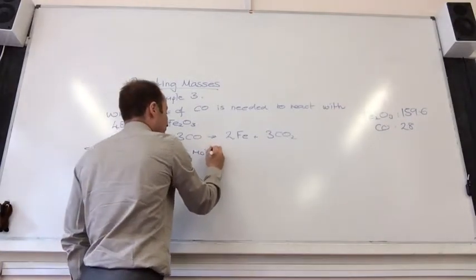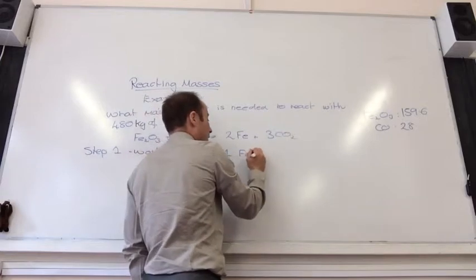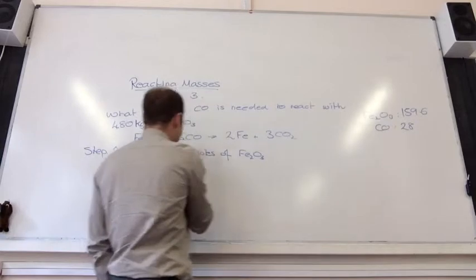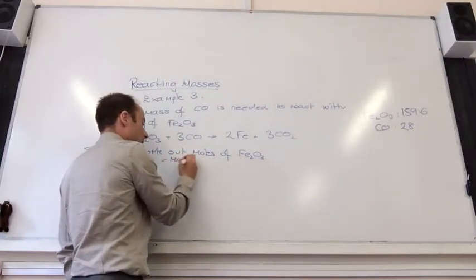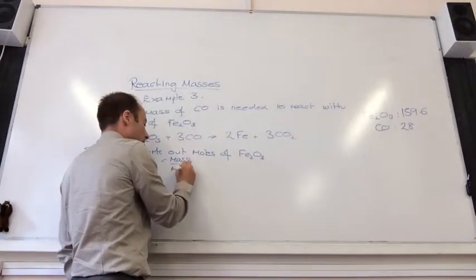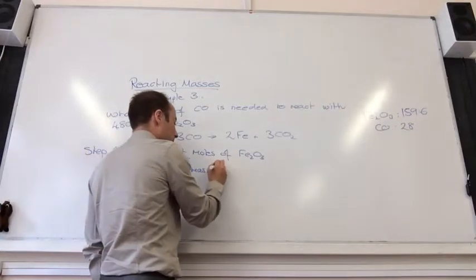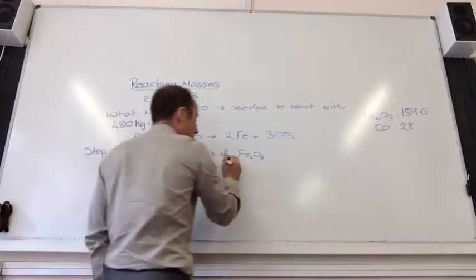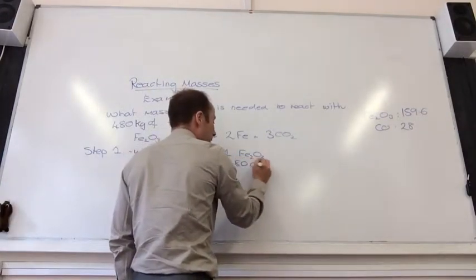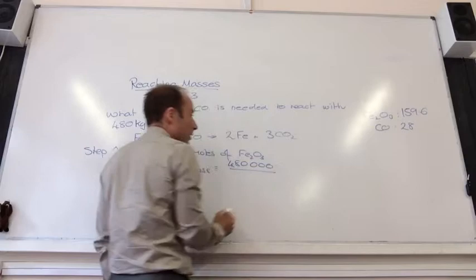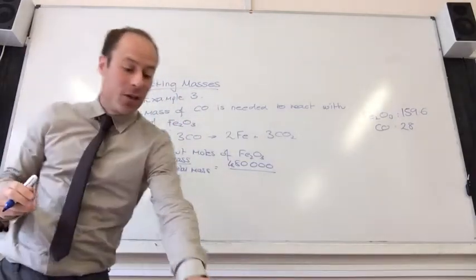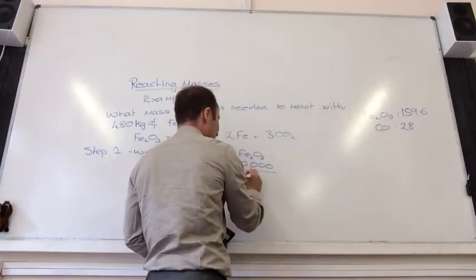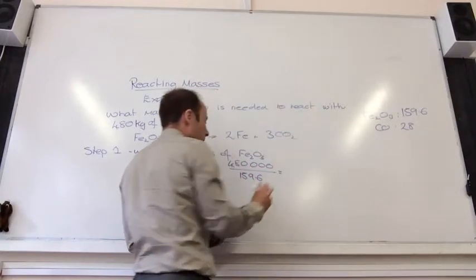Yeah. So step 1, I'm going to work out moles of iron oxide, and that equals mass over molar mass. The mass they told me is 480 kilograms. I'm going to convert that into 480,000 grams. The molar mass of iron oxide is 159.6. I've worked that one out.